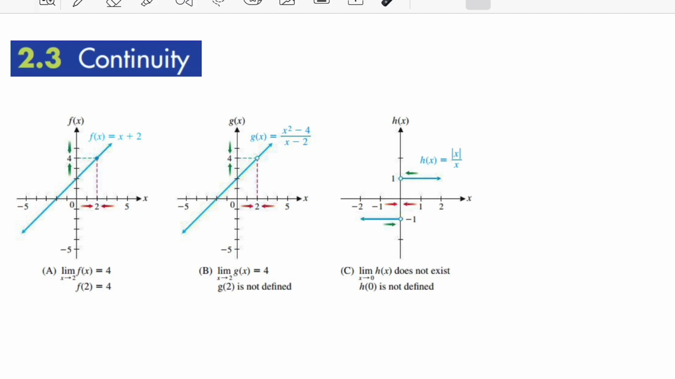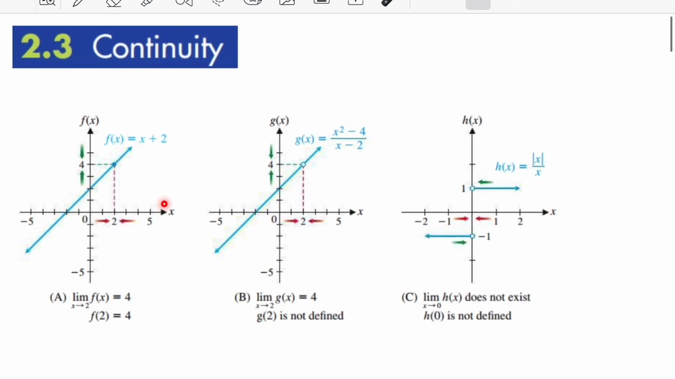So if we were to look at these three graphs here, let's first look at figure A. If we were to draw the graph of our function x plus 2, we see that we can draw this graph over this interval without lifting up our pencil. So this figure A is said to be continuous for all x.